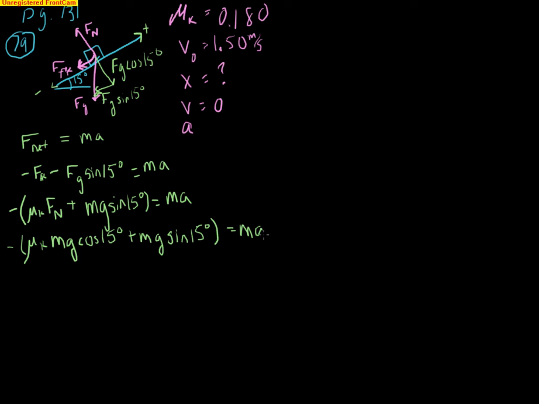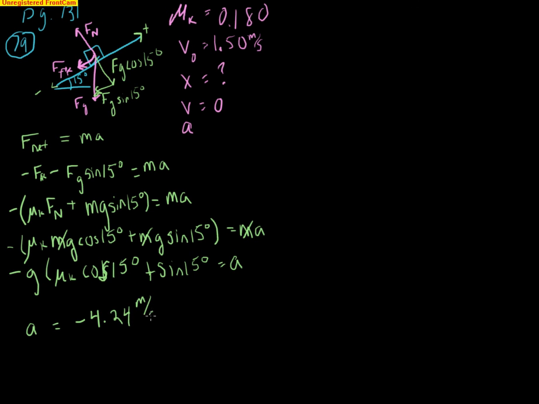equals ma. Now we have an m in each term here, so we can divide everything by m and cancel out all of our m's. That's good because we didn't know m. So now if we wanted to simplify this a little bit, we could factor out a g in front. So this becomes negative g times mu k times cosine 15 degrees plus sine 15 degrees. And that equals a. So then plugging in our known values, we get a equals negative 4.24 meters per second squared.